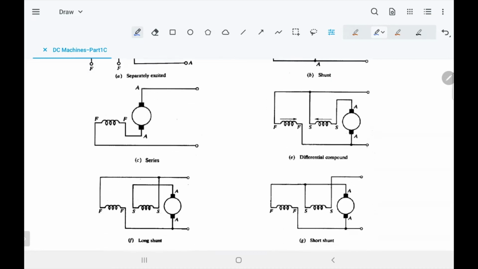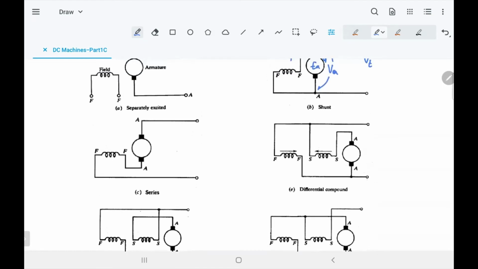And then if you connect in series, you connect the field and the armature in series, so the current going in the armature is the same current going in the field, so IA equals IF. Dealing with a series DC motor, you're going to do experiments that are very dangerous. And I'll tell you why when we get to it.